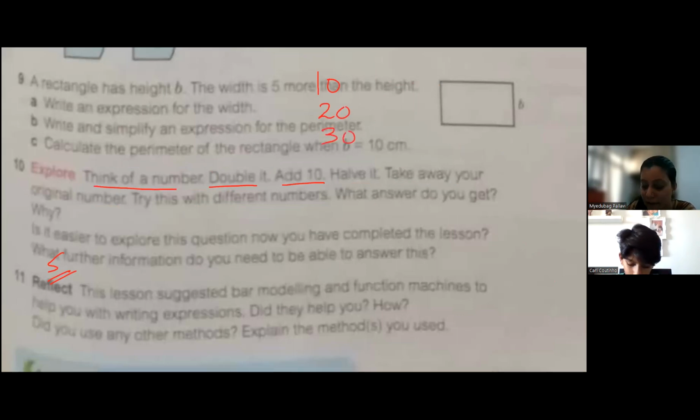Then the next step is half it. So the half of 30 will be 15. Take away your original number. The original number that we took was 10. So if we take out 10 from 15, what do we get? 5 again. So every time we do this, we'll get 5 only.